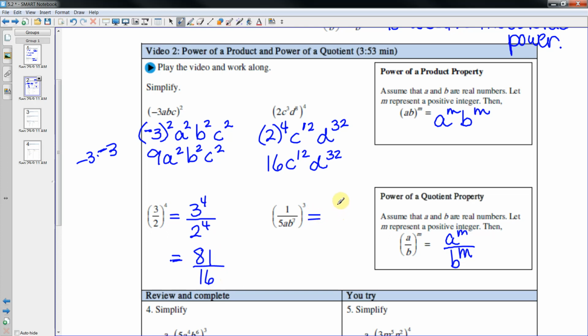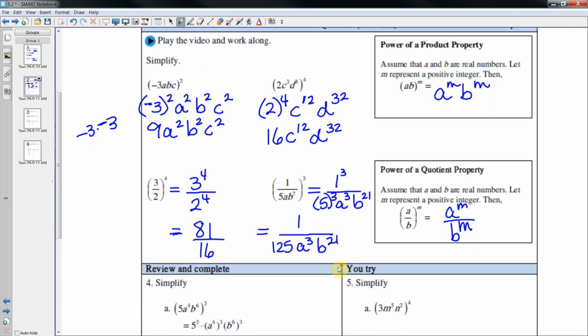Now on this next one, the 1 gets the 3rd power. That's really going to stay a 1 when I simplify it in just a second. And then on the bottom, I'm going to have 5 to the 3rd power. A, there's an imaginary 1 with that A, so 1 times 3 is 3. B, I have a 7 times 3, which would be 21. So when I simplify that, 1 cubed is just 1. 5 cubed is 125, that's on the denominator, and then an A cubed and a B to the 21. Not so bad.